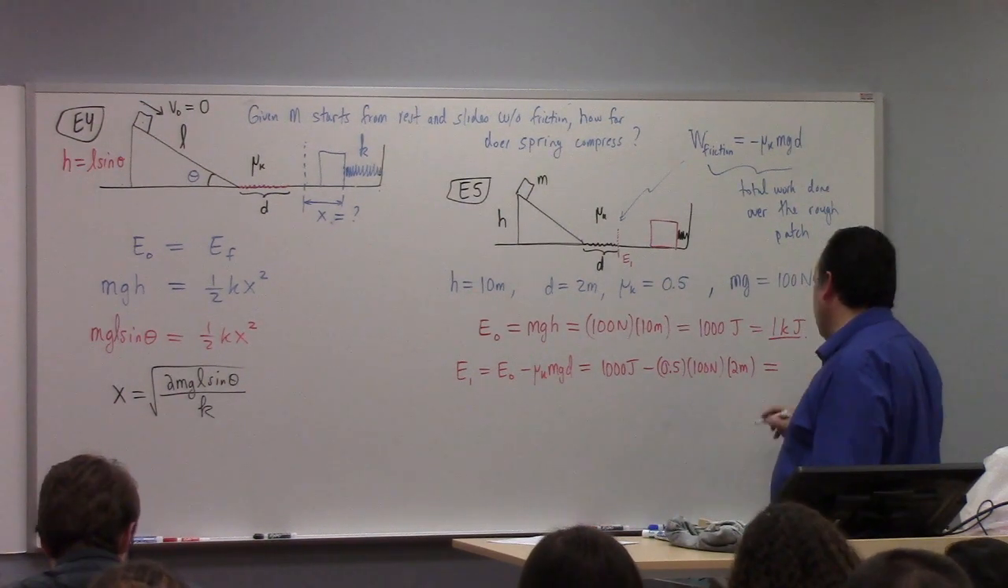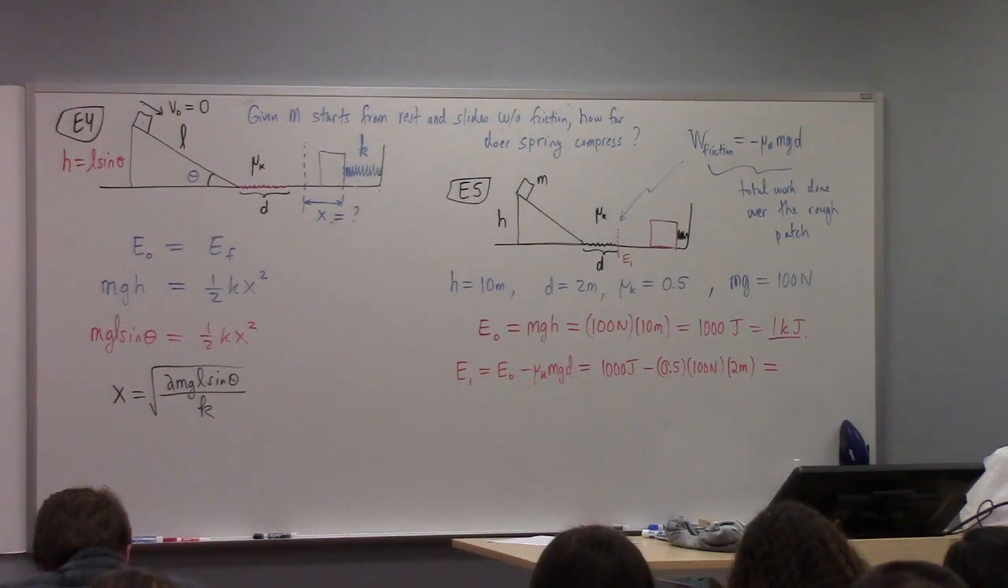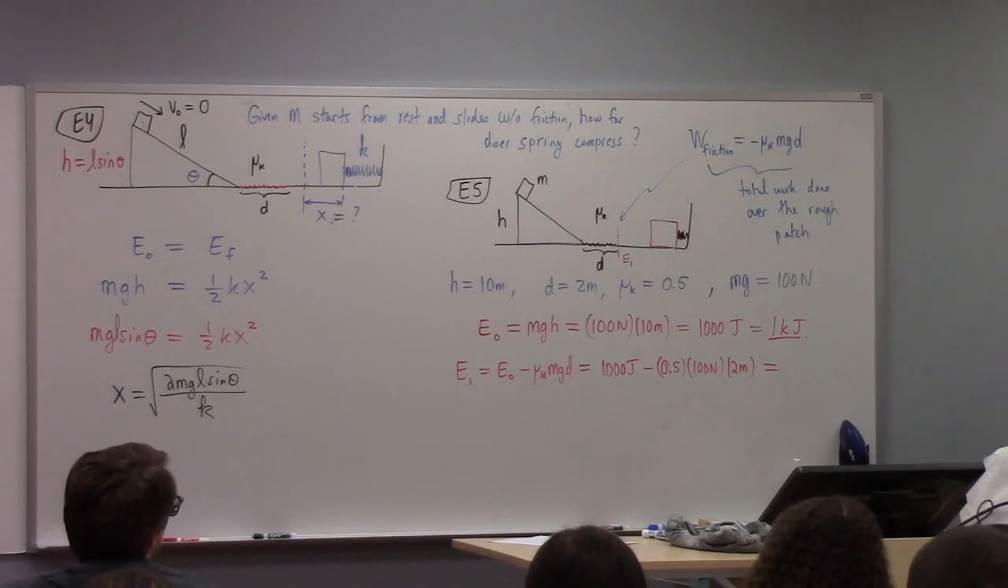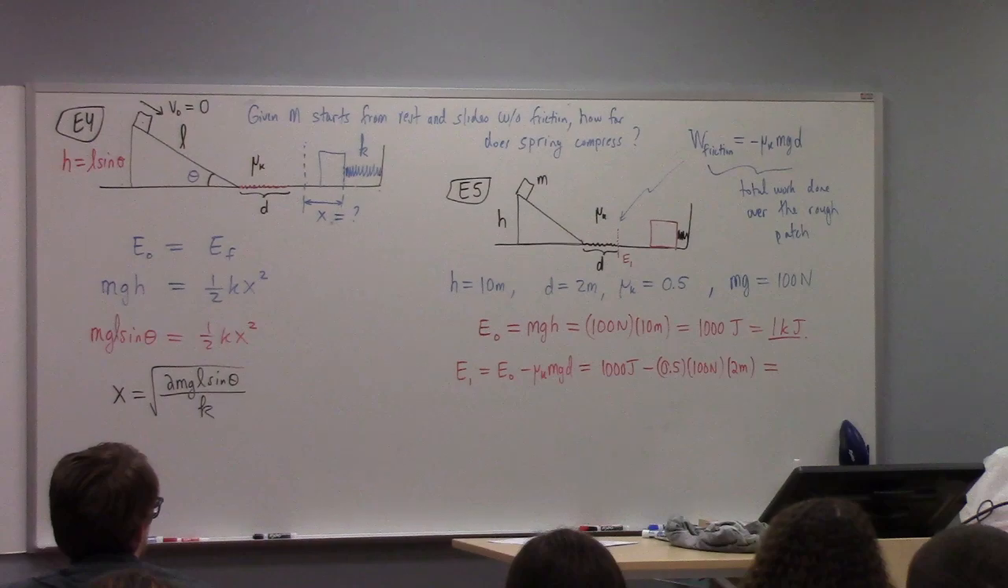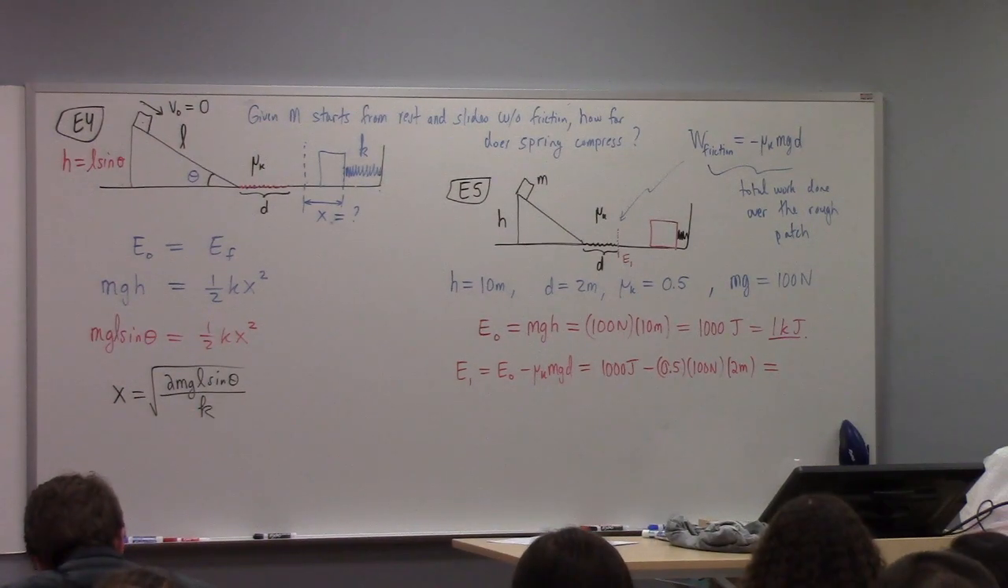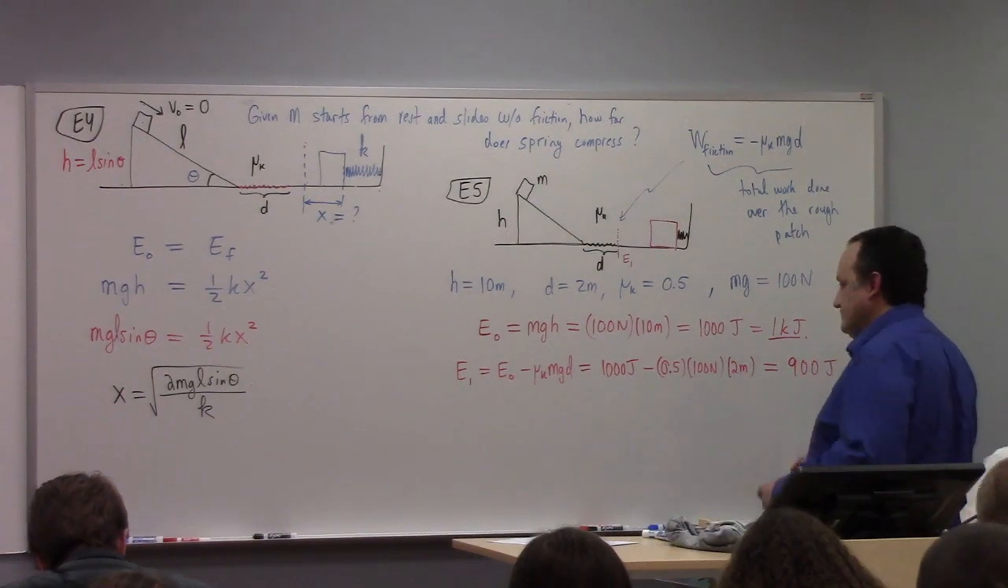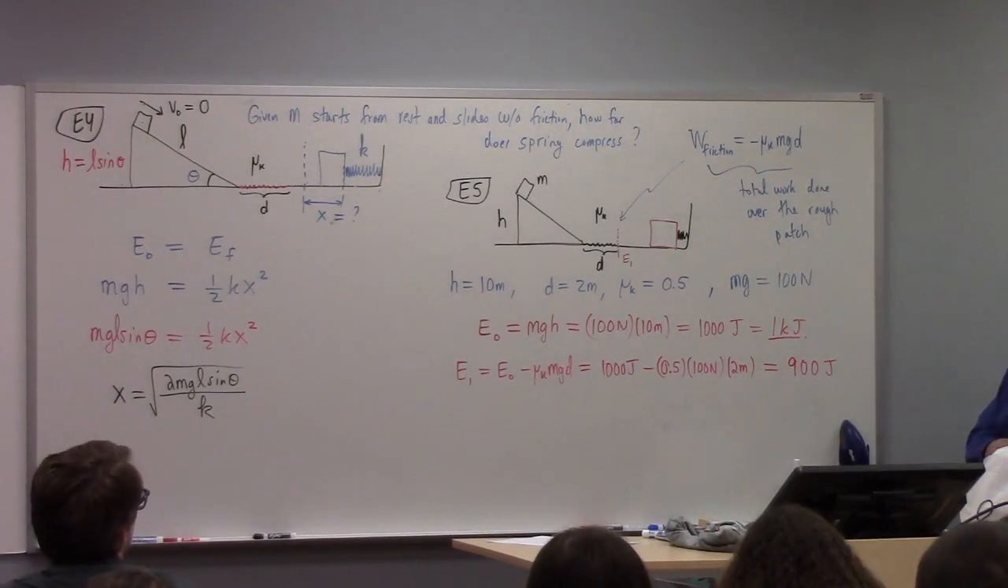So how much do we got? 0.5 times 2 gives you 1. So I think we got 900 joules, right? So it's still moving.